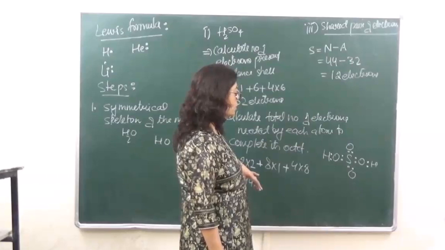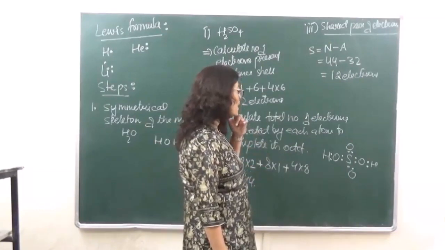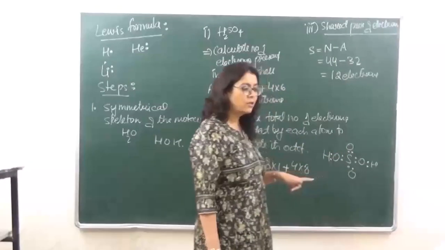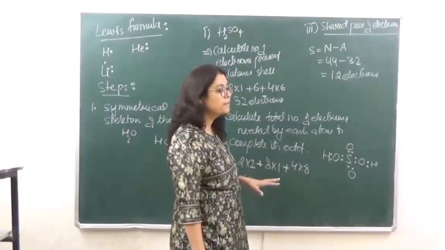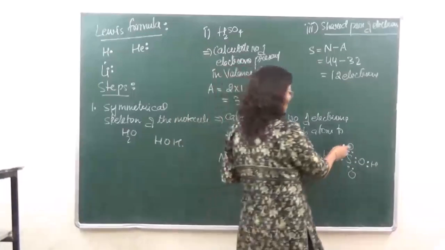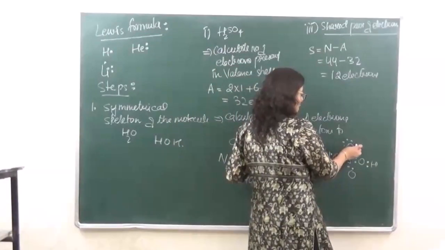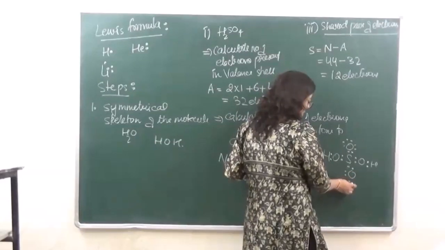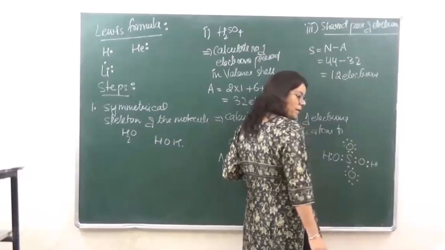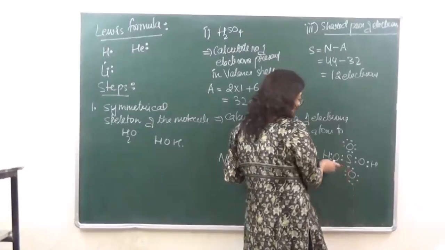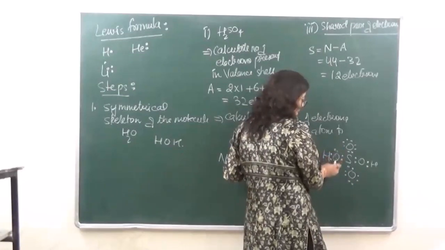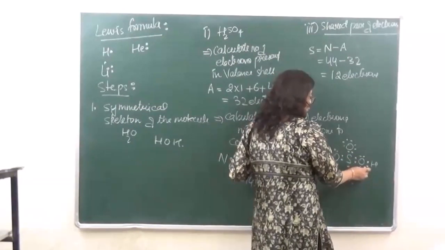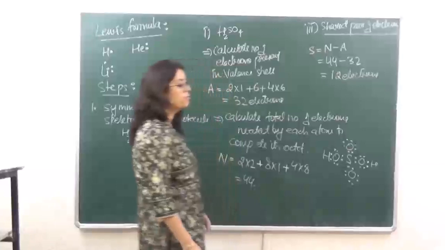Okay. Now after doing this for oxygen, you have to put in the lone pair of electrons. What are the lone pair of electrons? Those which do not participate in bonding. So oxygen over here, 6 lone pair of electrons. Similarly, 6 lone pair of electrons. Okay, now here, 4 lone pair of electrons, and over here also 4 lone pair of electrons.